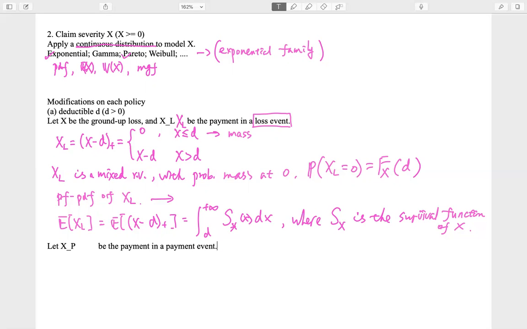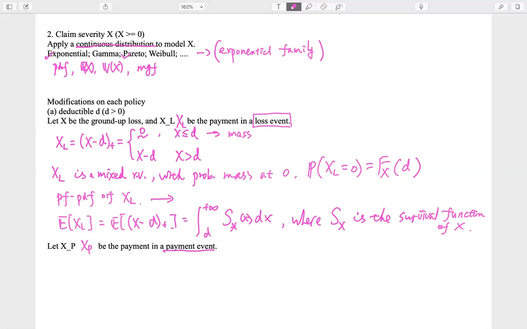Okay, obviously the difference now is it's not a loss event, it's actually a payment event. Because it is a payment event, you will need to exclude those in the end to get 0. That's the point here, because now we are standing at the viewpoint of an insurance company.